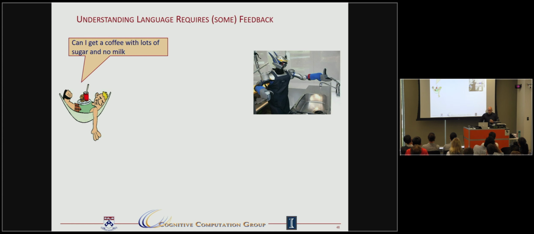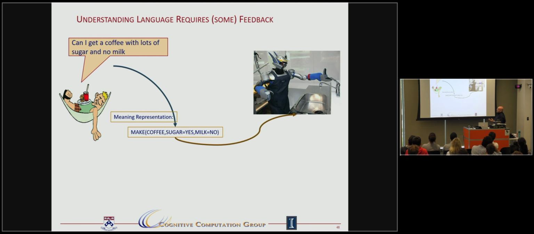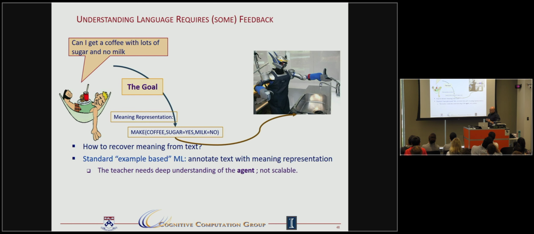So here is my favorite coffee example that is inspired by this. I want to be able to talk to a robot and tell it how I like my coffee. Now, in order to do this, there has to be some intermediate representation, perhaps a meaning representation that this robot understands. I'm going to say it in English, and it will understand and prepare the coffee. Now, how do we do this? How do we recover this meaning from the text? The standard machine learning example says give me a lot of pairs of English sentence, comma, semantic representation. That's not going to work.